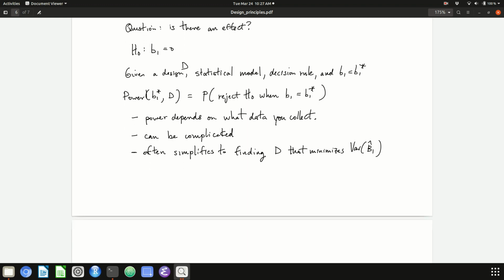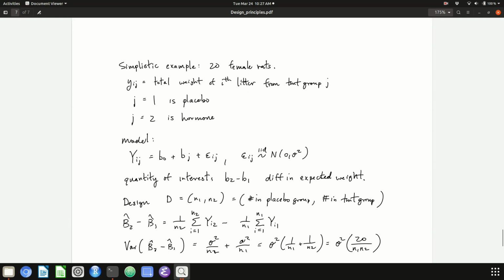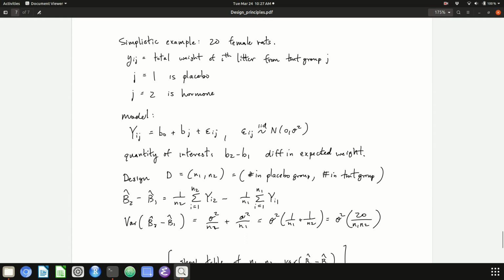All right, so let's look at an example of a design choice we can make. It's a pretty simple model where we can actually compute the variance of the parameter we're trying to estimate. In this example, we're going to stick with the rat example.